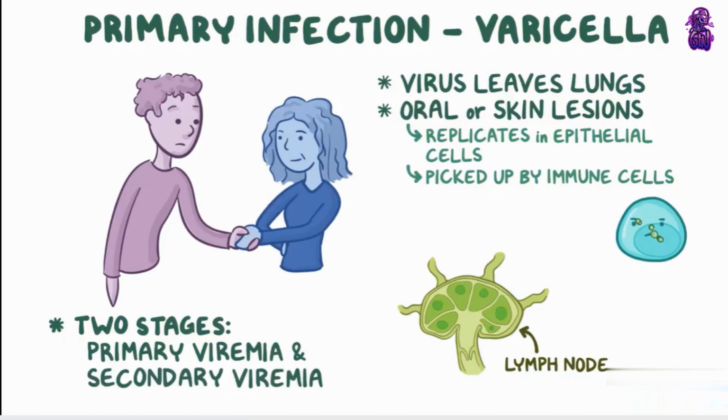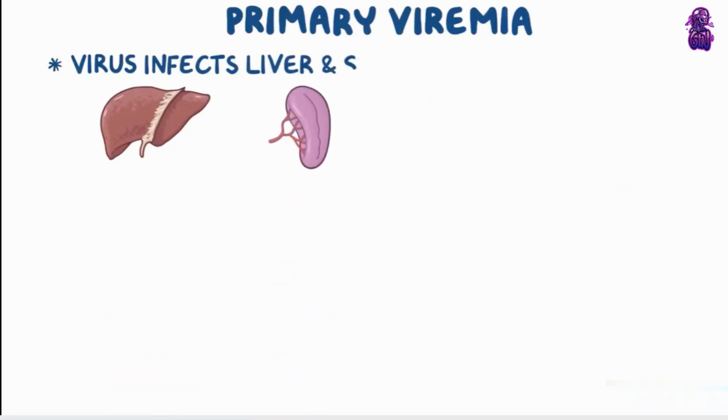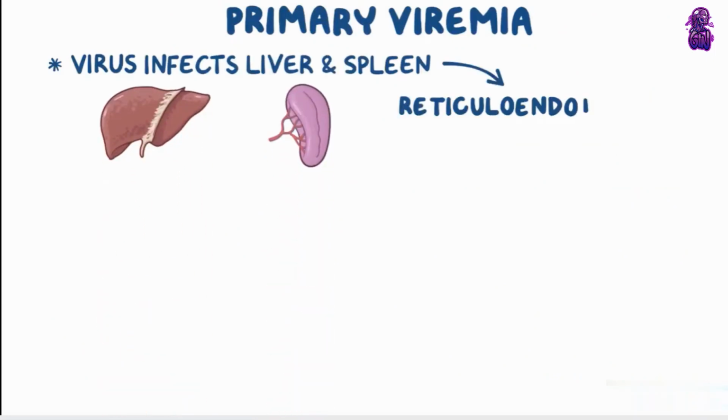The virus now causes primary infection called varicella, or chickenpox, and it has two stages: primary viremia and secondary viremia. In primary viremia, the virus infects a part of the immune system in the liver and spleen called the reticuloendothelial system, which is made up of phagocytic cells.